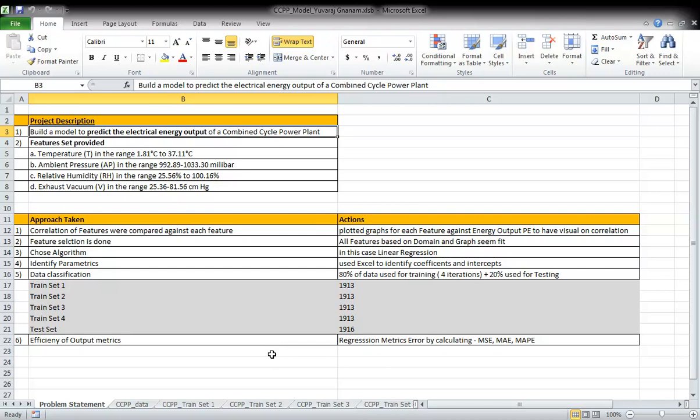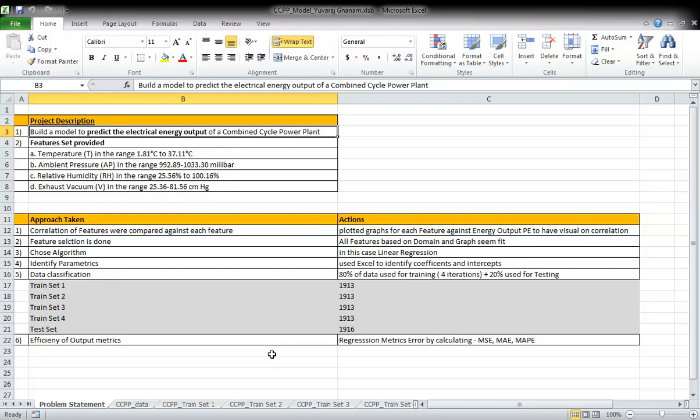The project description is very clear. We need to build a model to predict the electrical energy output of a combined cycle power plant. The feature set provided is temperature, ambient pressure, relative humidity, and exhaust vacuum, and there are totally 9568 data points, right?